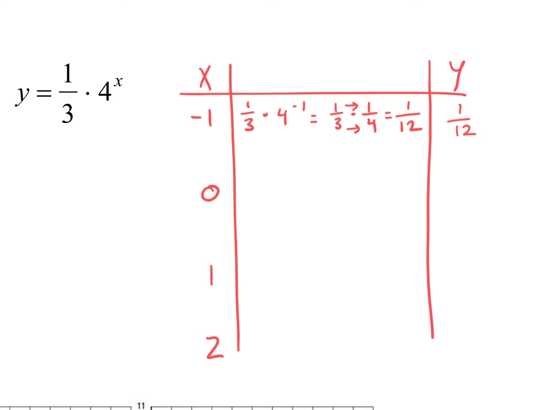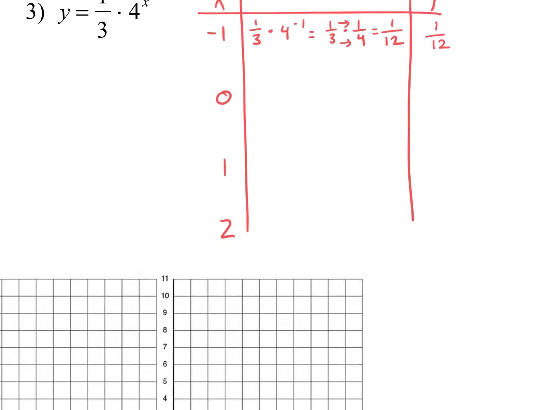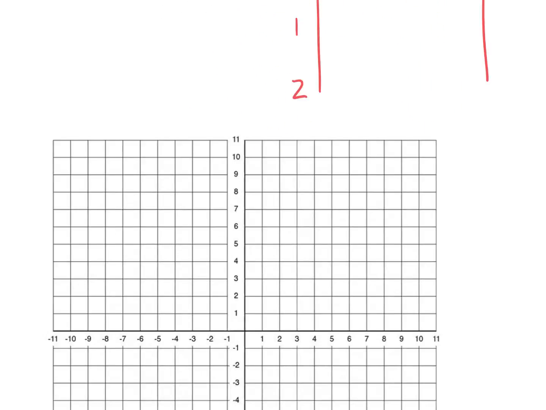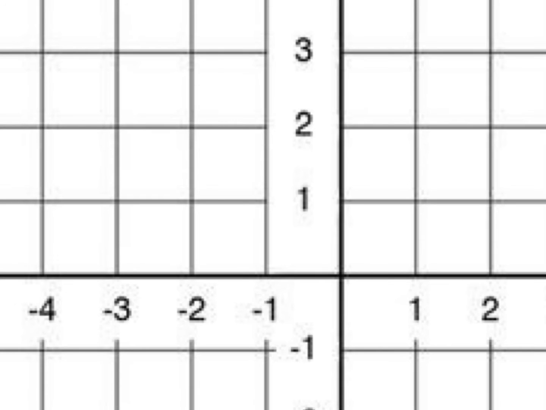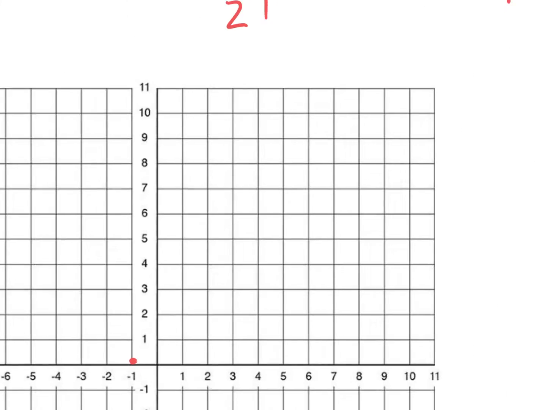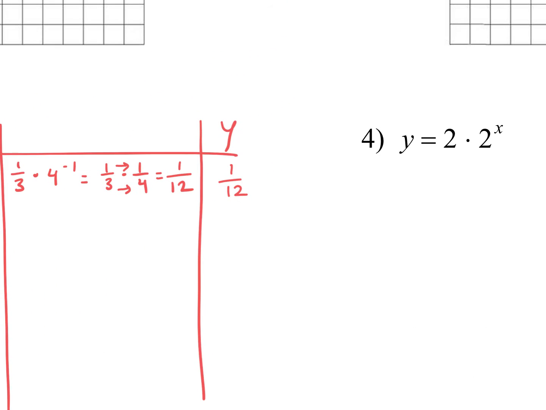1 over 12 is a really, really small number. You can do 1 divided by 12 to figure out what the exact value is, but it's going to be barely off the ground from 0. So we're going to put a dot right there. So we go to the left, -1, go up 1 over 12. So this would be -1, 1/12. That's our first point.